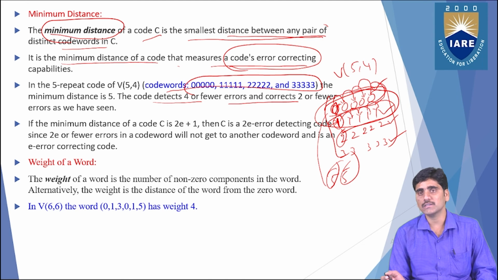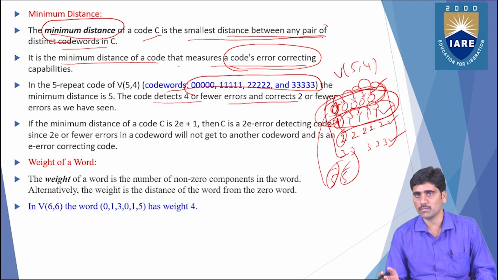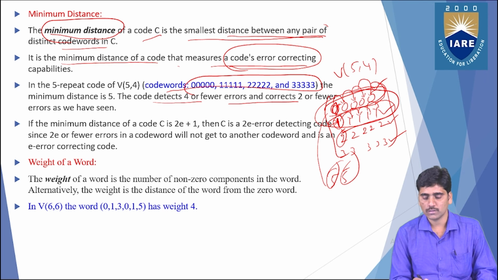That means all the previous places are taken as errors, and they can be rectified up to 2 or fewer errors. So that is what we mentioned from all these points.